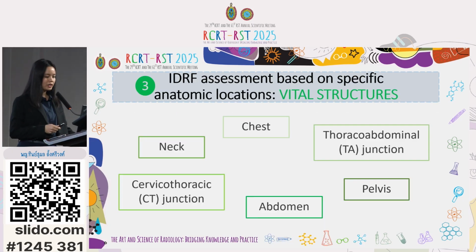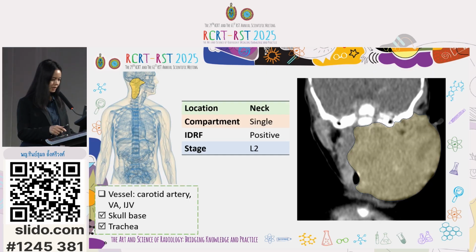The final IDRF, vital structures, is based on specific anatomic regions, including the neck, cervicothoracic junction, chest, thoraco-abdominal junction, abdomen, and pelvis. For each region, I'll highlight the key anatomic structures, evaluate the extent of the tumor, and determine the IDRF status and corresponding stage. Let's begin with the neck region.